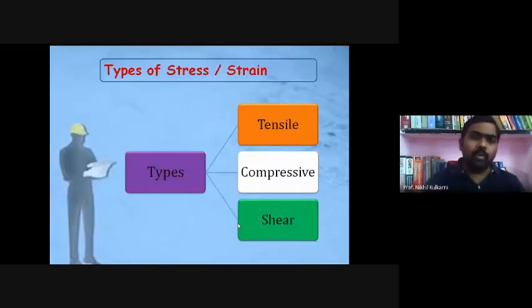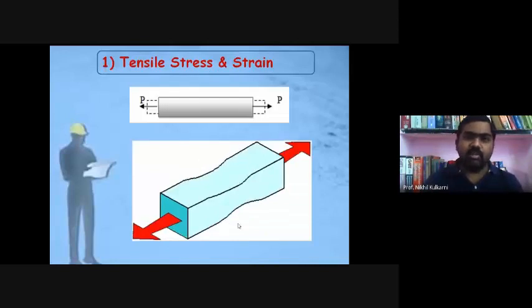Now, what are the types of stresses or types of strain? The types of stresses or strains are tensile stresses or strains, compressive stresses or strains, and shear stresses or shear strains. So I will repeat once again. The types of stresses are tensile stresses or strains, compressive stresses or strains, and shear stresses or strains. We will go one by one.